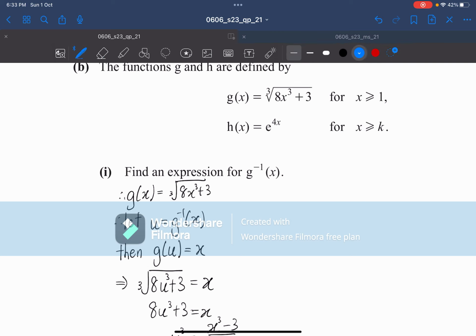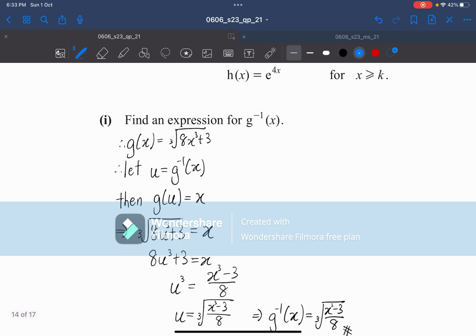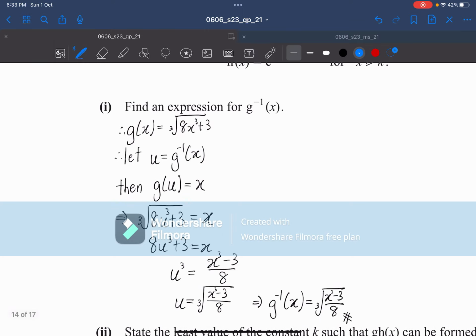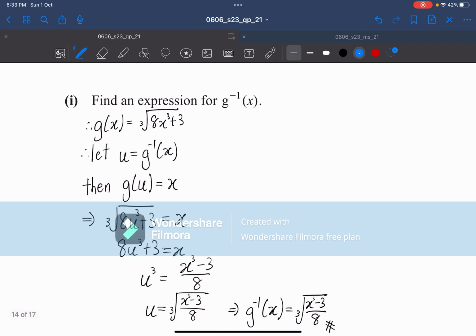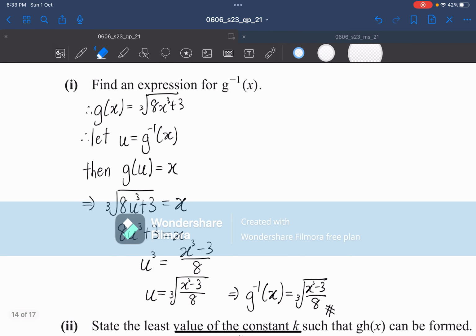So this is how you solve it. This is the proper way to find an inverse, and not using the let y method. Although that's not wrong, technically it's not right as well. Let u equal the inverse, and then g(u) is equal to x. Then you solve it, and you get u. Then this implies that u, because we already defined u is equal to g⁻¹(x), right? So this implies that g⁻¹(x) is just the inverse right here.